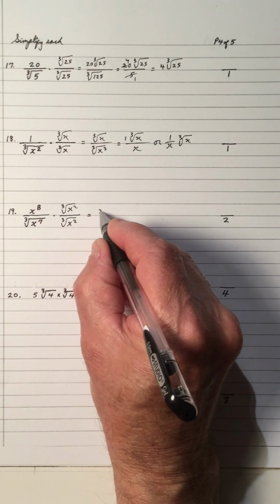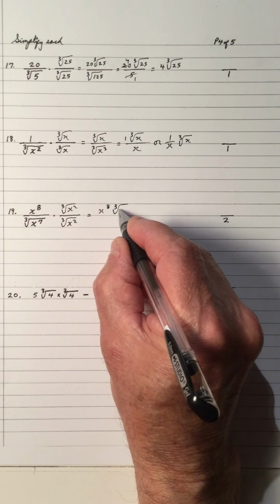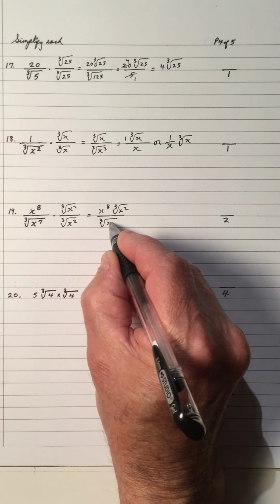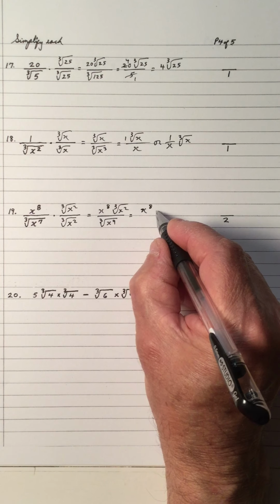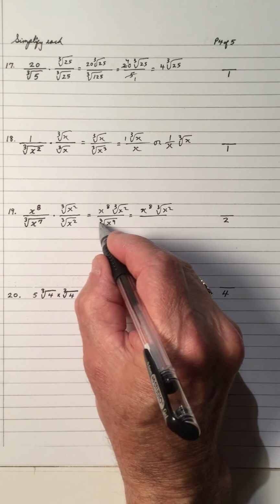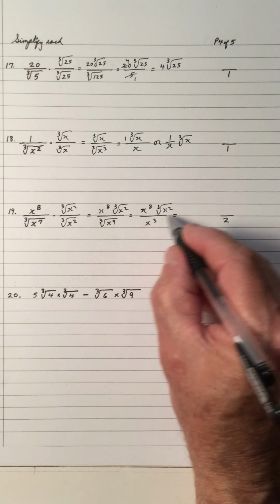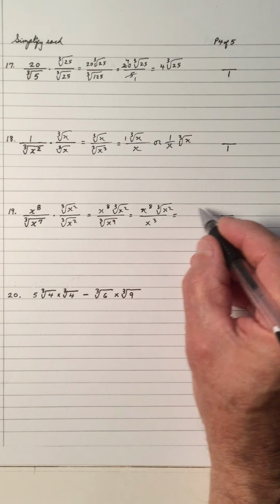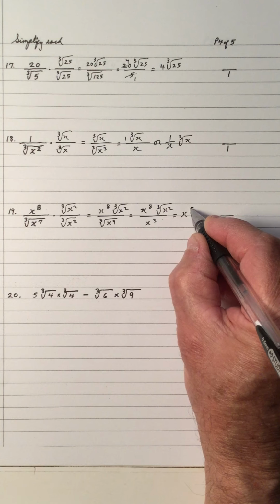That gives me x to the 8th power cube root of x squared over the cube root of x to the 9. And 9 divided by 3 is x cubed. And the x to the 8th and x cubed, they're the same base, so we can subtract the exponents. When you divide, you subtract. 8 subtract 3 is 5.